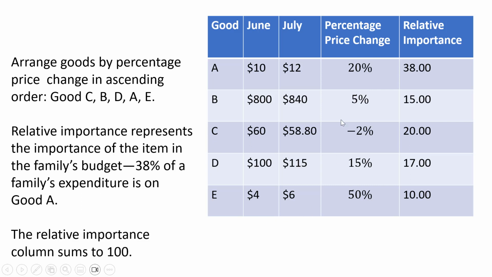Now, a little bit about this relative importance. This represents the importance or the weight of the item in the family's budget. So this 38 means that the typical family spends 38% of their budget on good A. This 15 means the typical family spends 15% of their budget on good B, and so on. Therefore, these weights will sum to 100 or 100%.